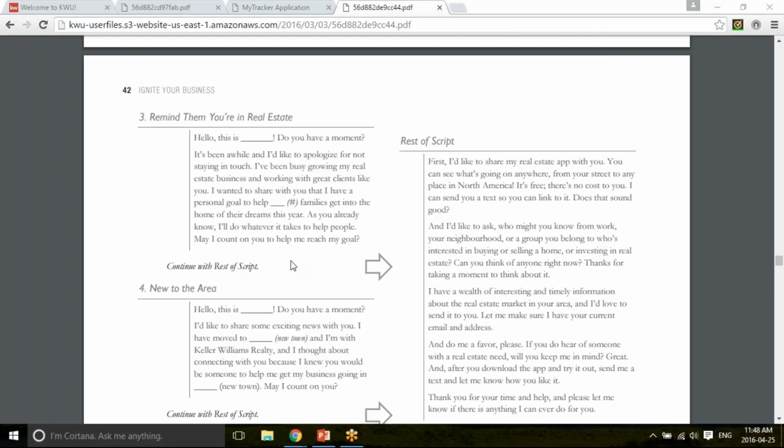So, and they're not really, really long. Like, these are pretty natural sounding scripts. Like, if we look at this one, this one I love for the remind them you're in real estate. And it says, hi, it's Anne, still with Keller Williams. Do you have a moment? And they say, yes, no, obviously. It's been a while and I'd like to apologize for not staying in touch.